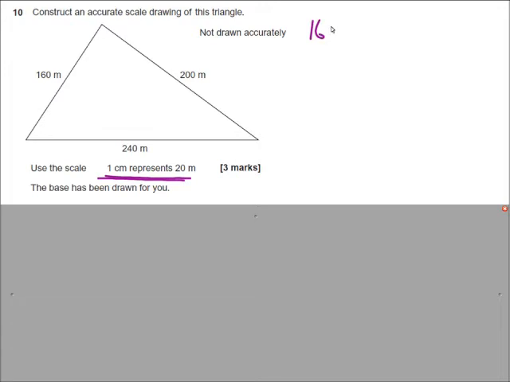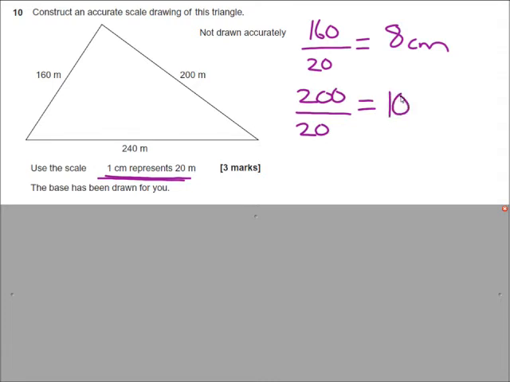So for one of the sides I have 160 meters, and 1 centimetre represents 20 meters. So I need to divide it by 20, and I can do this on my calculator. It tells me I need a line to be exactly 8 centimetres long. The other side we're going to need to draw is 200 meters, and when I divide it by my scale factor of 20 meters per centimetre, I end up with a line that I need to draw that is 10 centimetres long.